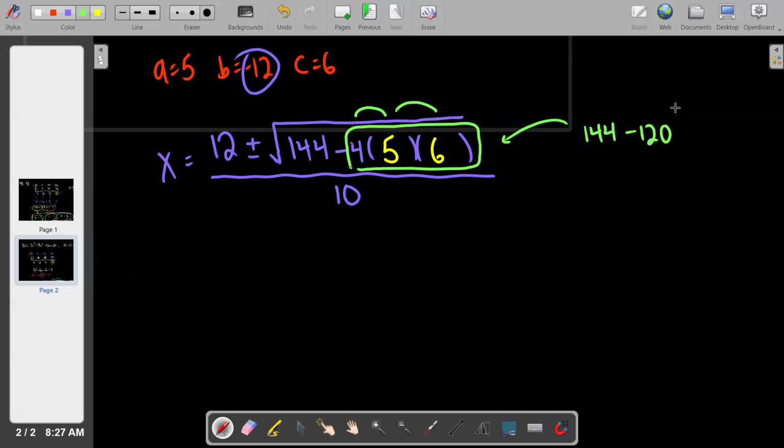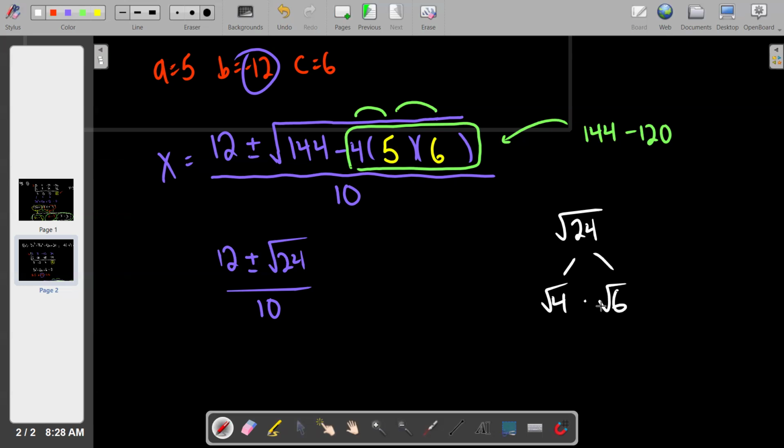And again, I don't suppose anyone in this room needs a calculator for that. What is 144 minus 120? 24. So we have now 12 plus or minus the square root of 24 all over 10. At this point, you would remember that I have to go off to the side now and break down the square root of 24. I'll write in white over here. What is the square root of 24? We've seen this one already today. 2. It starts as root 4, root 6, but we know that it becomes 2 root 6.